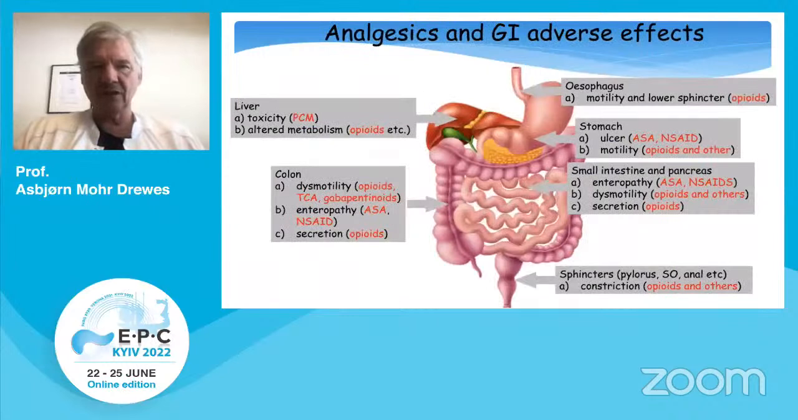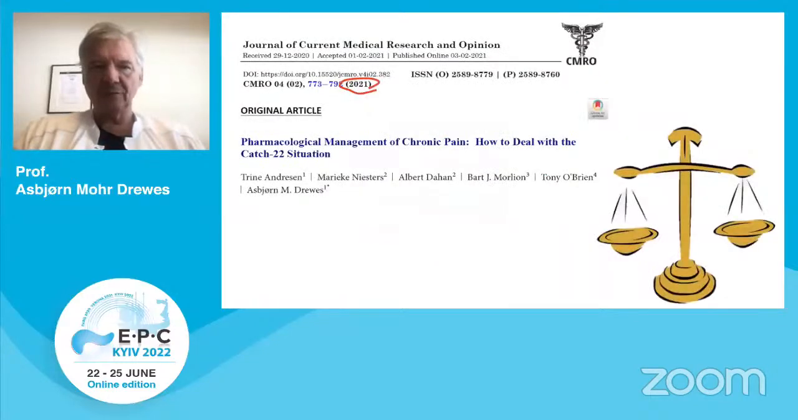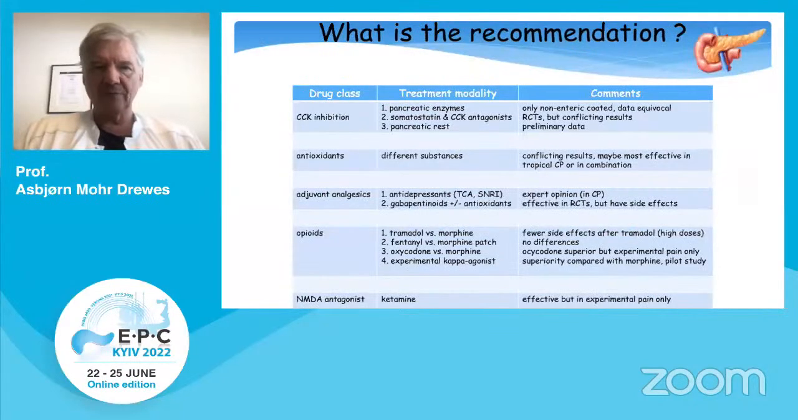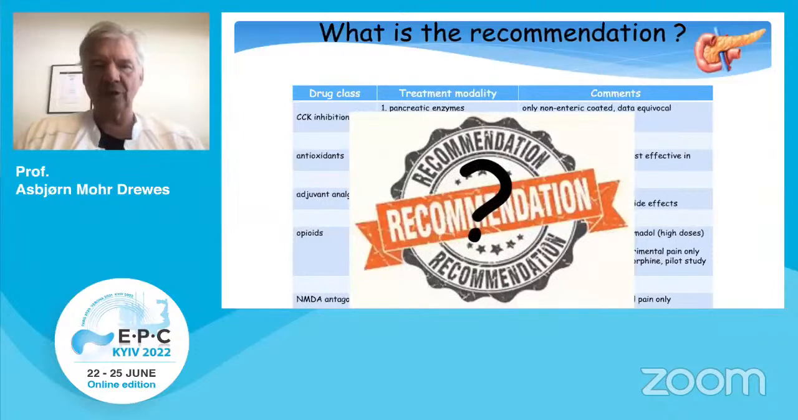Especially it is a problem for the gut, because all analgesics more or less have severe effects on the gut that is already suffering due to the gastrointestinal disease we see in chronic pancreatitis. If you want to read more about that, we published a recent paper which we called How to Deal with the Catch-22 Situation. So now moving back to basics, what do we have in our armamentarium? Well, we have a lot of studies that have been done in chronic pancreatitis. Some of them are also rather good RCTs, but in reality it's mainly done with a few adjuvant analgesics and opioids. And you could of course say, well, if this is what we have studied in chronic pancreatitis, should that then be our recommendation?